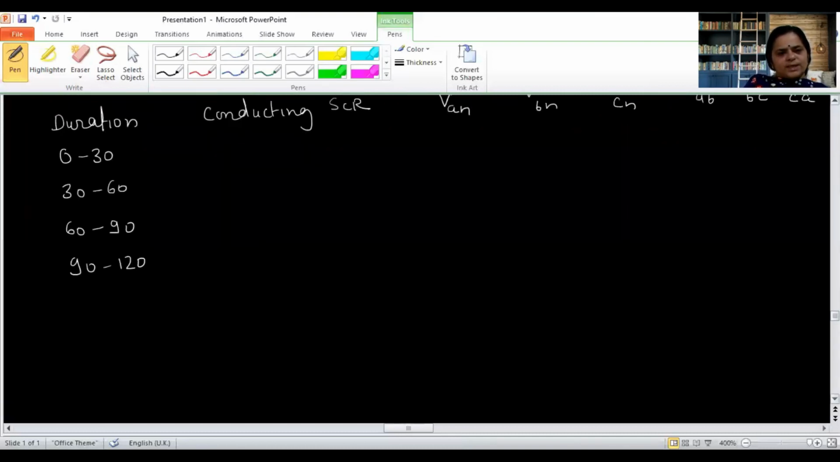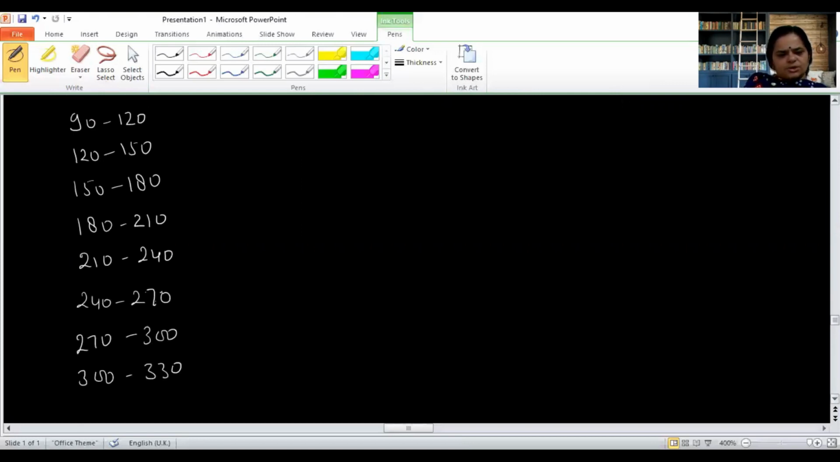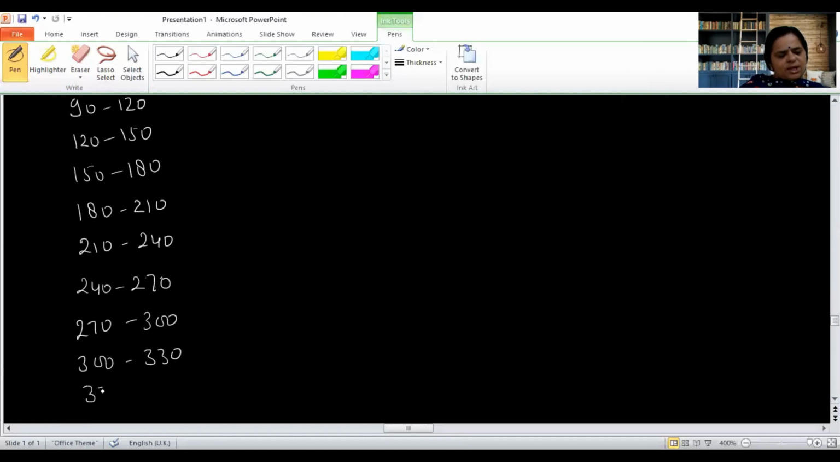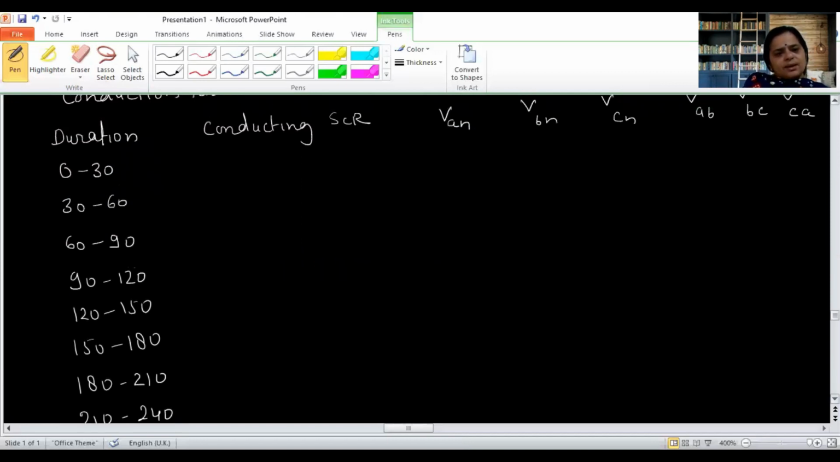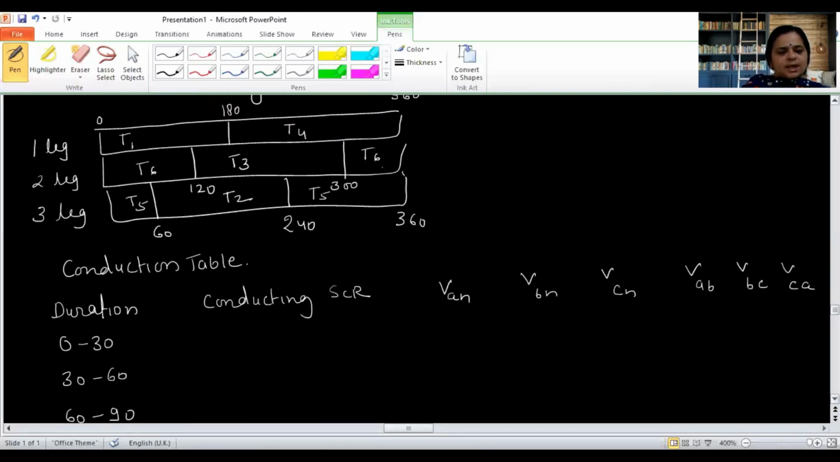So 90 to 120, then 120 to 150, then 150 to 180, then 180 to 210, then 210 to 240, now 240 to 270, 270 to 300, 300 to 330 and 330 to 360. So what we have done, we have written the duration at an interval of 30 degrees. Now the next thing is, with the help of the conduction diagram, we are supposed to write the conducting SCRs.